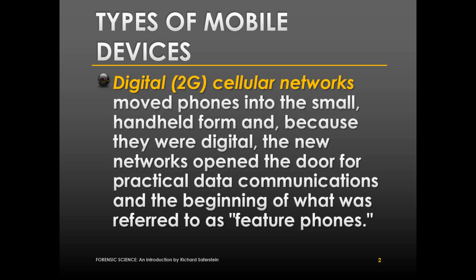Previously, 2G was the main cellular network. And this is what caused phones to be able to be small handheld. Because they were digital, the new networks opened the door for practical data communications, and the beginning was referred to as feature phones. So this is sort of where having phones that could access the internet and such began.